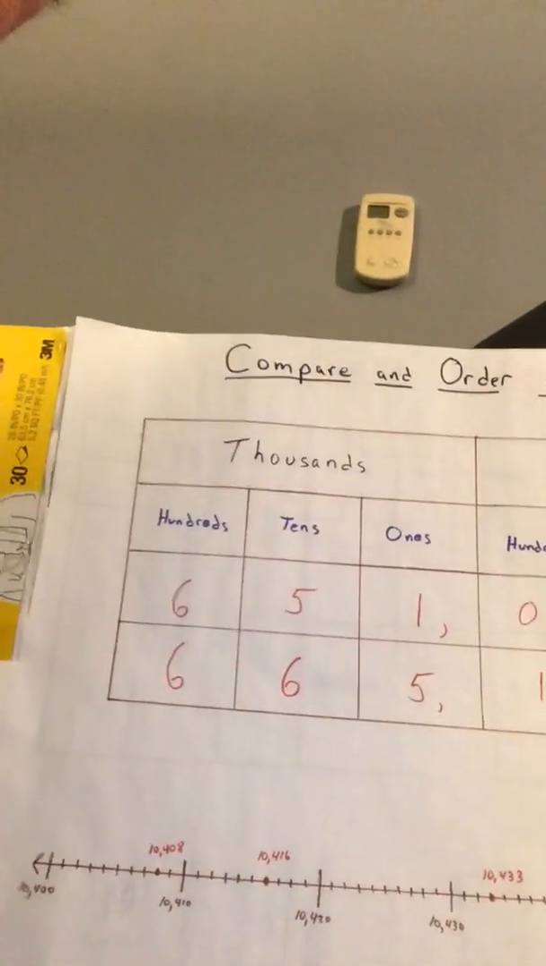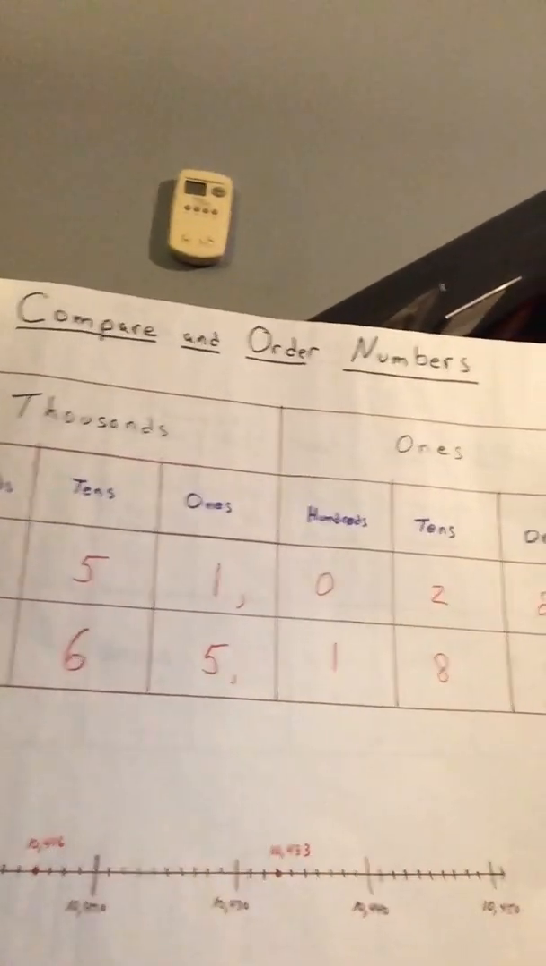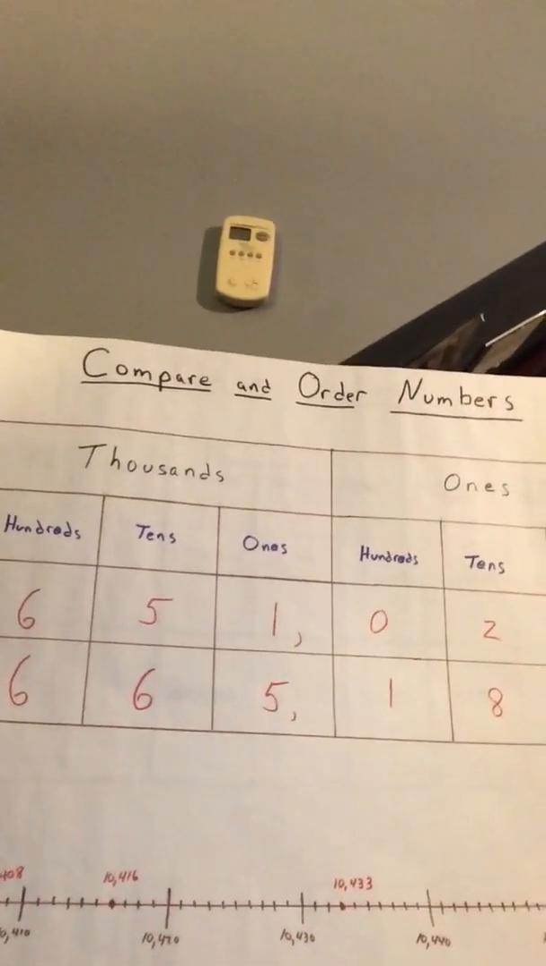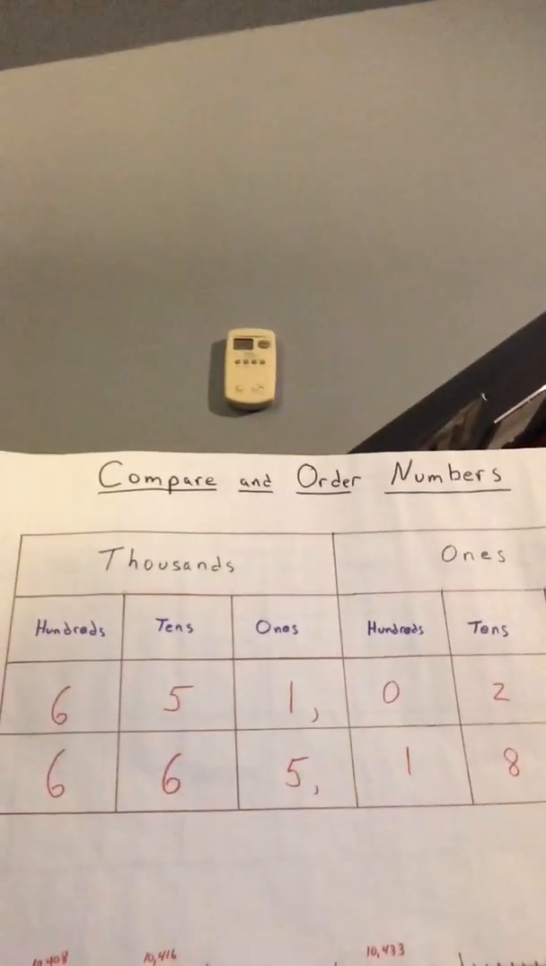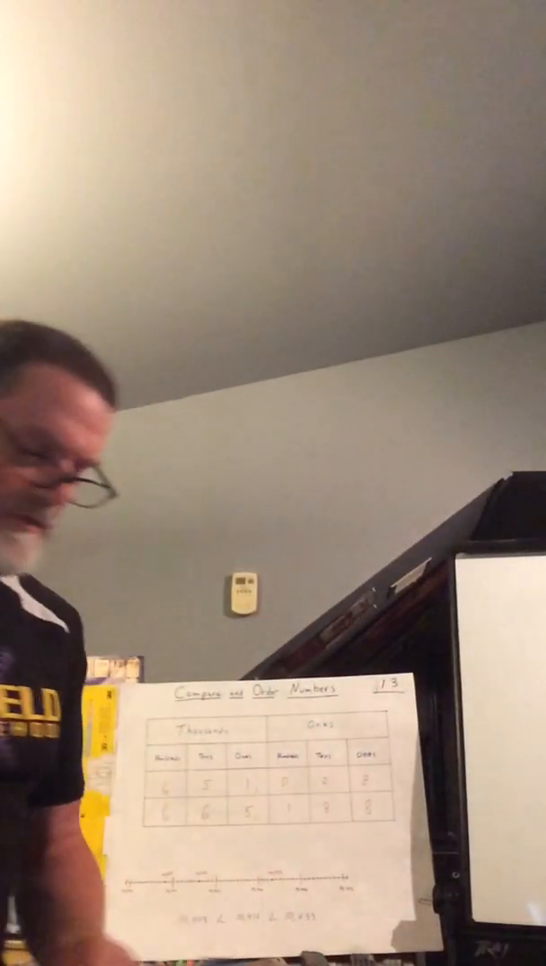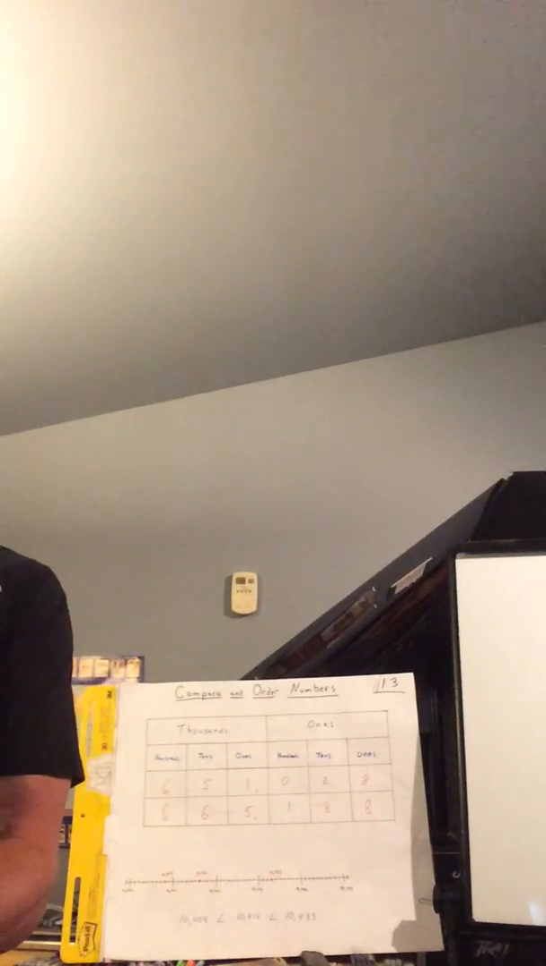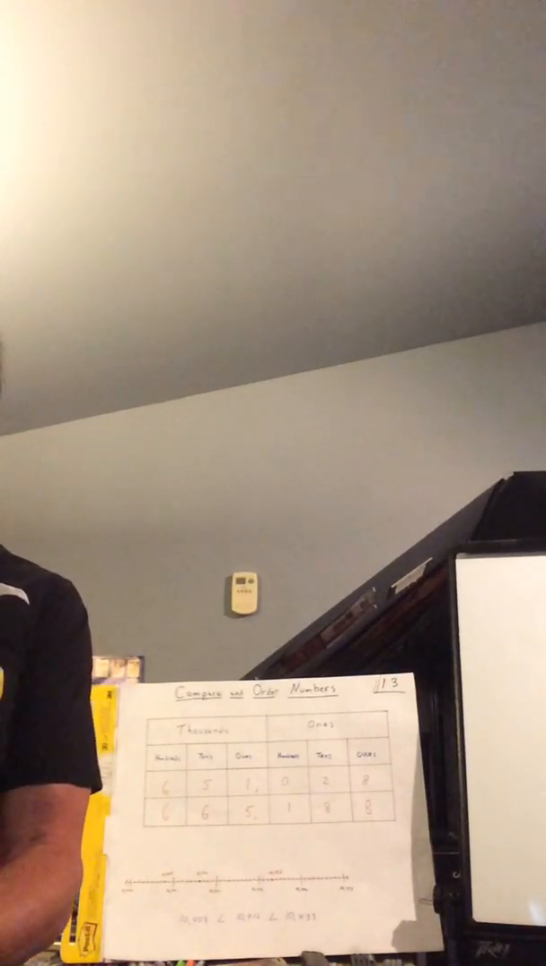Okay, I'm going to show you on my board where I plotted them. There's our number line. We start over here, 10,408, then 10,416, 10,433. As you can see, the numbers are getting bigger as we go up the number line. We start here and we move towards the right. The numbers are getting larger. So when we look at our number line, we realize that the numbers from least to greatest would be 10,408, which is less than 10,416, which is less than 10,433.